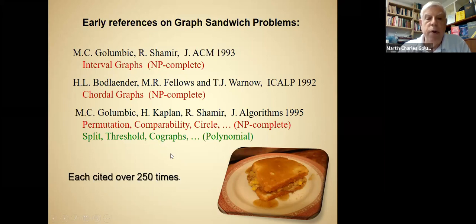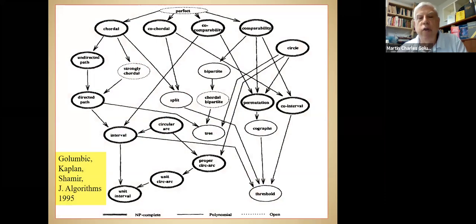And these three papers are each cited about 250 times. So it tells you about how big the community of sandwich graph researchers is. People writing papers from all sorts of institutions. From our 1995 paper, we had this drawing with quite a number of graph classes.